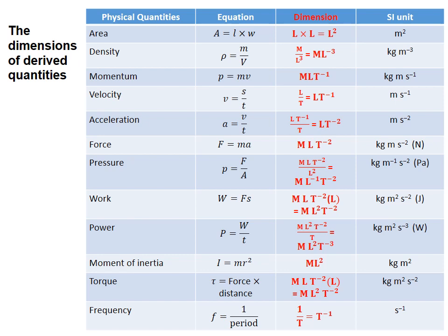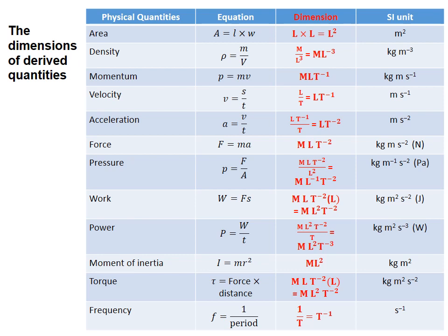Second one is density, rho, mass per unit volume. As I said before, mass is capital M, volume is L3. So SI unit is kgm negative 3. Another one is momentum, P, mass times velocity. Mass is capital M, velocity is LT negative 1. SI unit is kgms negative 1.